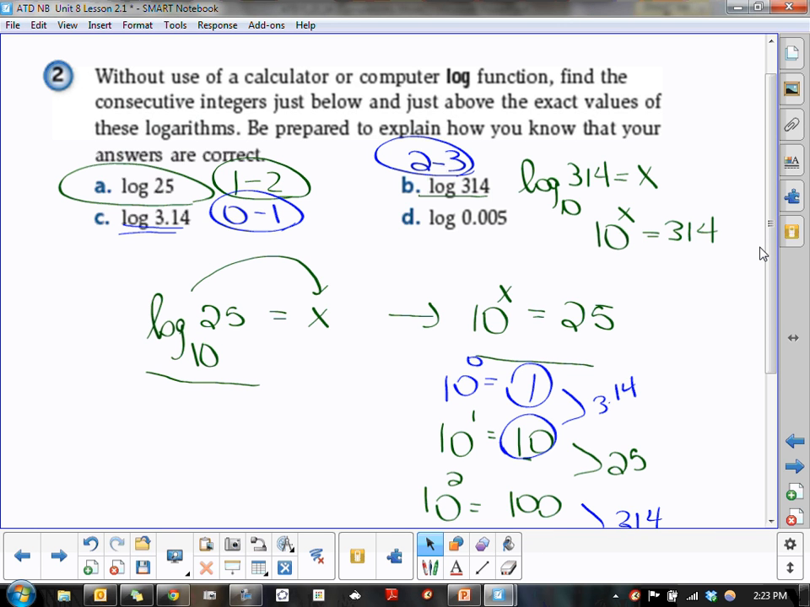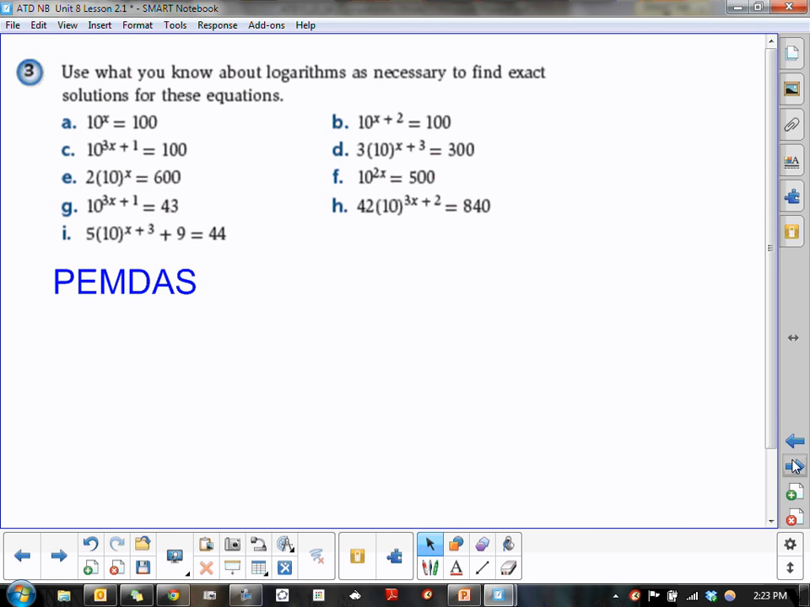You get what they're asking you to do there? Reason between two integers what it has to be between. You're just saying make sure you can have at least some common sense in this and have an idea of what a realistic answer will be. The next stage is solving these equations.